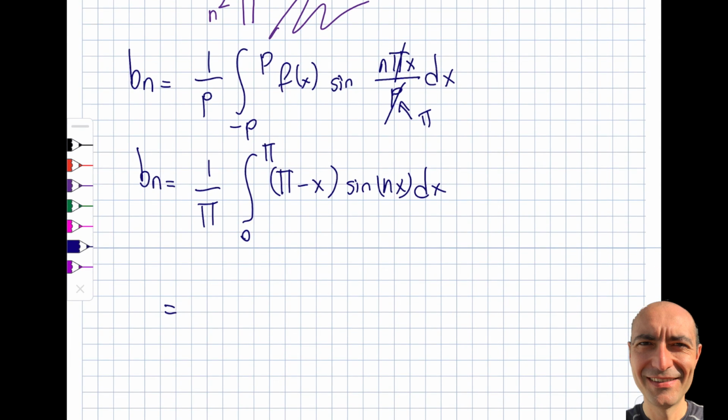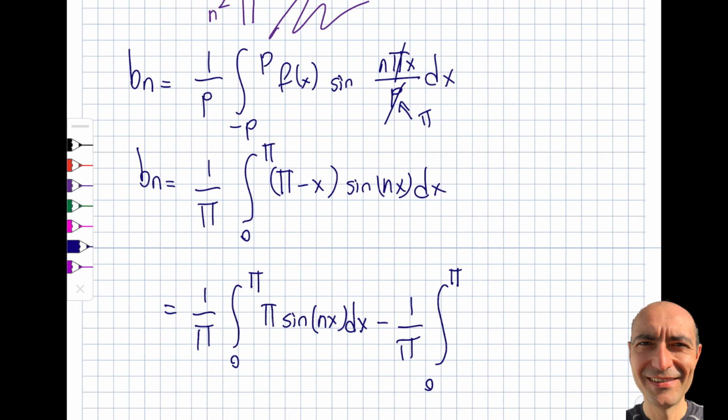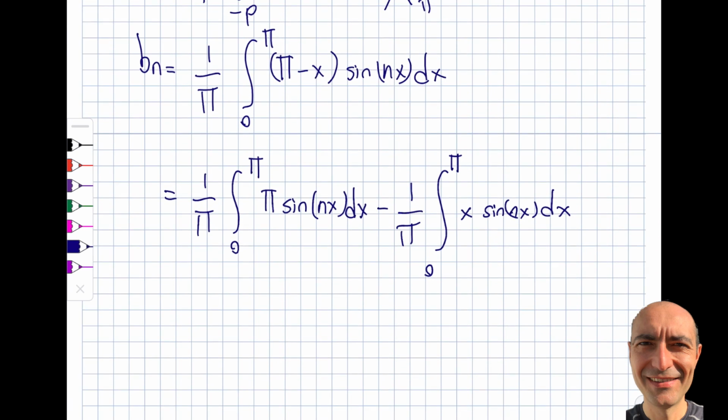So very similar to the previous approach. So I'm going to separate them. 1 by pi, 0 to pi, pi sine nx dx minus, now I will have 1 by pi again, then integral from 0 to pi x sine nx dx. Okay. All right. So the first term is fairly manageable, so pi's will cancel. I will get 1 by n cosine nx, but never ever forget the negative in front of it, right? So let's not forget this. And I have to evaluate this from 0 to pi.